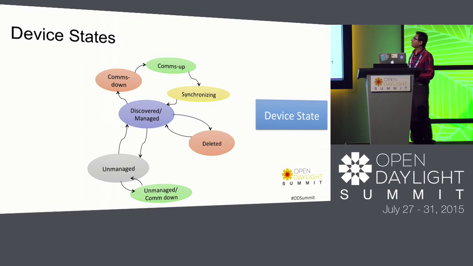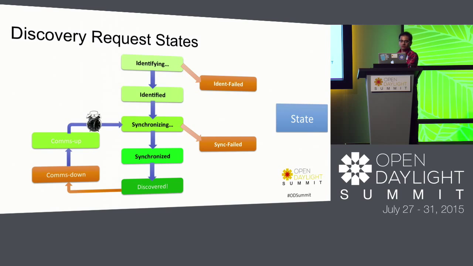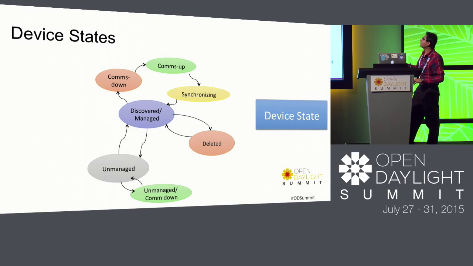Now, this is device state, as I talked about. So when it goes through the discovery, it reaches the final state of discover. That's one of the device states which is associated with the device, not the request. So it's right here in the center.